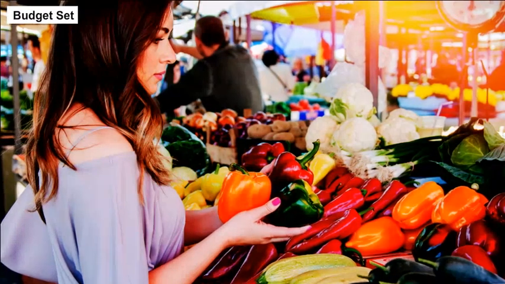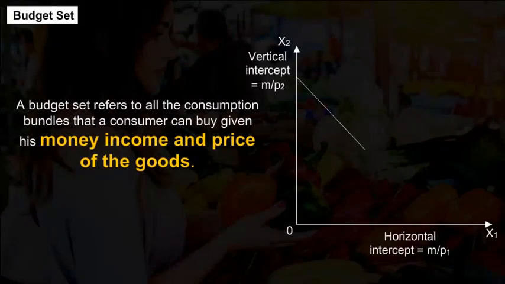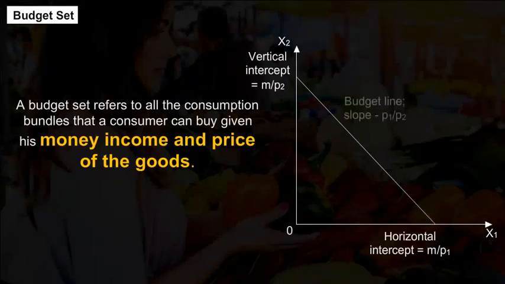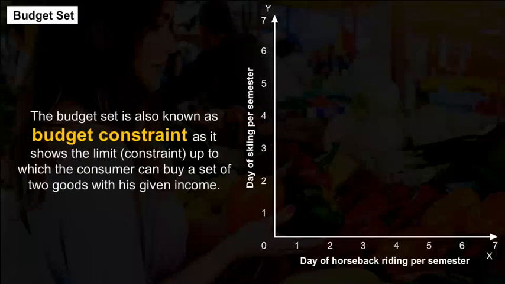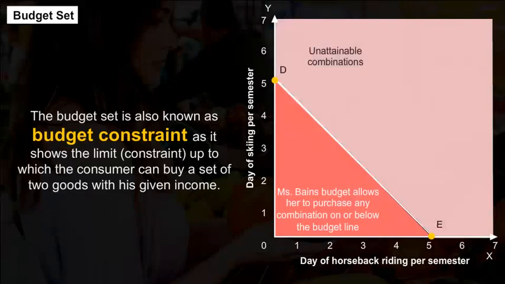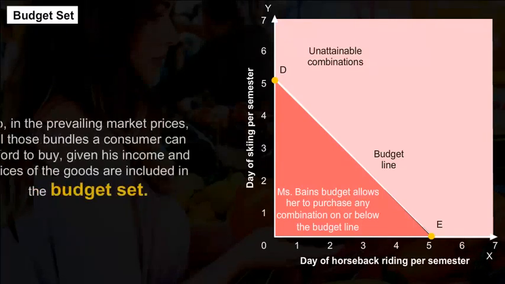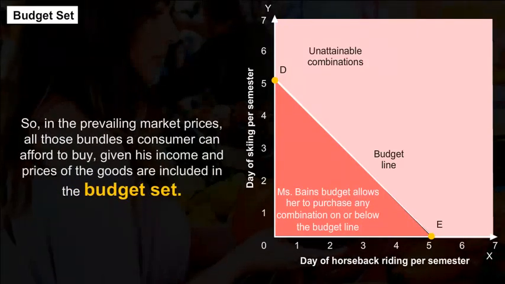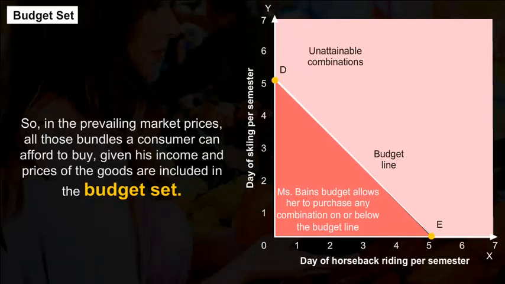The consumer's budget. Budget set. A budget set refers to all the consumption bundles that a consumer can buy given his money income and the price of the goods. It is constrained by the budget line. The budget set is also known as the budget constraint, as it shows the limit up to which the consumer can buy a set of two goods with his given income. So at the prevailing market prices, all those bundles the consumer can afford to buy, given his income and the prices of the goods, are included in the budget set.